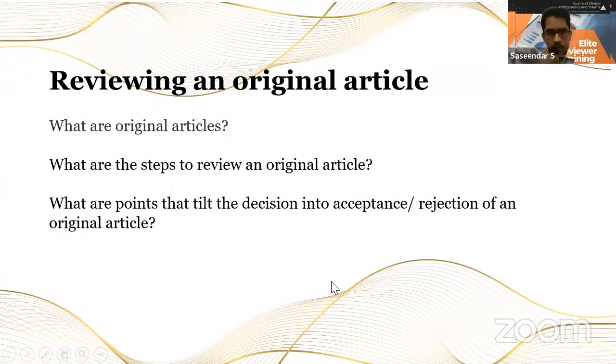Okay. So the first question is for Alok. What do you exactly mean by original articles? Original articles is kind of a general term. What are the steps that as a reviewer I have to go through when reviewing an original article, and what are the points that can tilt the decision for a reviewer into accepting or rejecting the article?